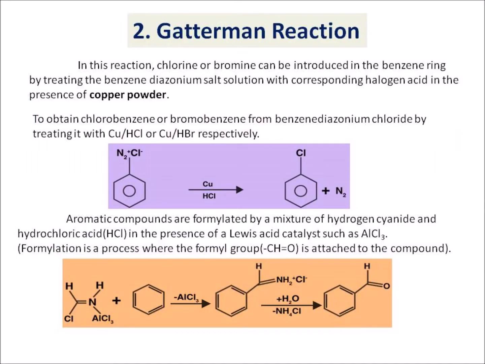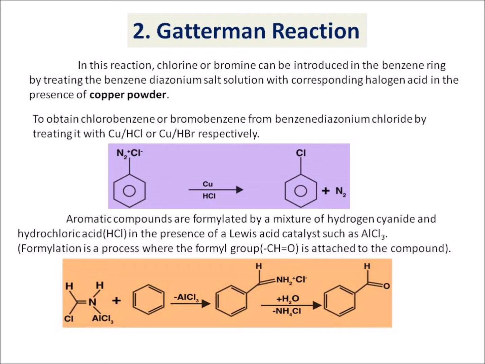Next reaction is Gattermann reaction. In this reaction, chlorine or bromine can be introduced in the benzene ring by treating the benzene diazonium salt solution with the corresponding halogen acid in the presence of copper powder. To obtain chlorobenzene, benzene diazonium chloride is treated with copper and HCl. And to obtain bromobenzene, benzene diazonium chloride is treated with copper and hydrogen bromide respectively.